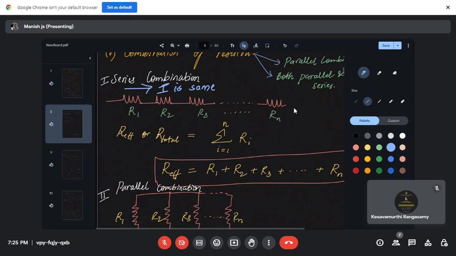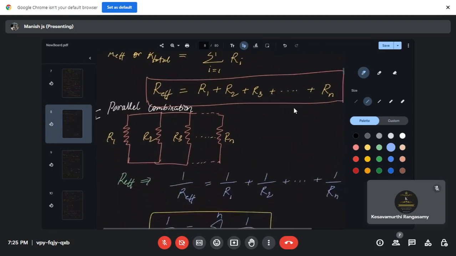The potential difference across each resistor, if you're going to take a voltmeter and check or measure the potential across each resistor, it would show you a different reading. So the potential difference is going to be different, but current passing is going to be the same for series combination. So I is same, but V is different for series.